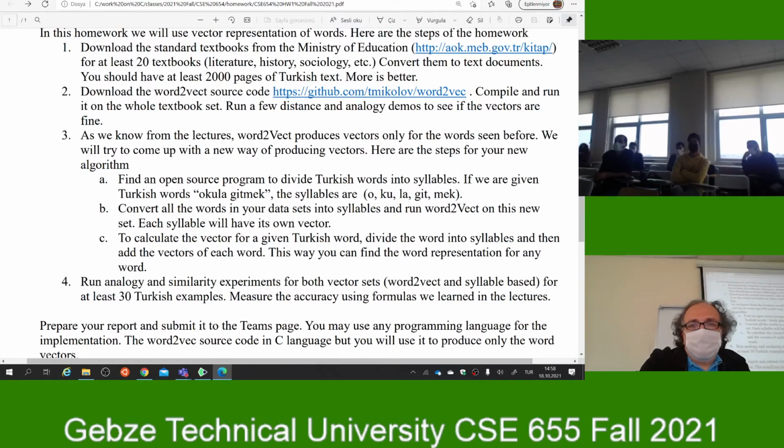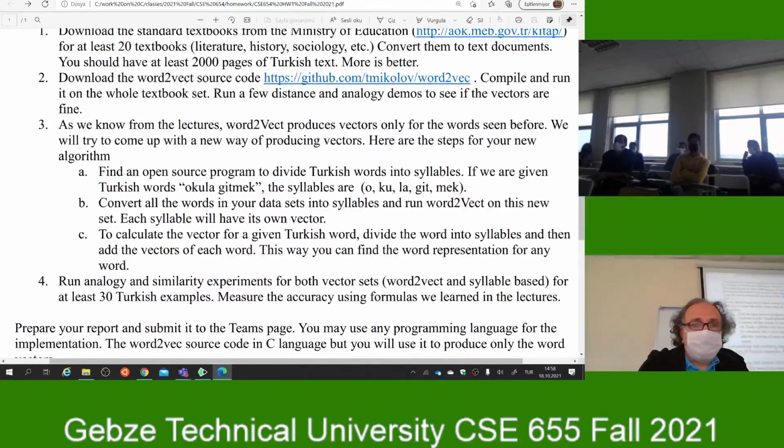So this is what you're going to do. Find an open source program to divide Turkish into syllables, heceleri ayırmak. For example, if you are given the Turkish words okula gitmek, instead of taking okula gitmek as 2 words, you are going to take it as 1, 2, 3, 4, 5 words.